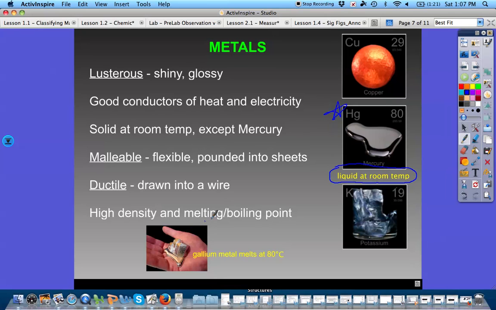The only exception to the high density and melting point would be gallium. Gallium metal melts at 80 degrees Celsius. And so this piece of gallium that's sitting in this guy's hand is actually melting with his body heat.